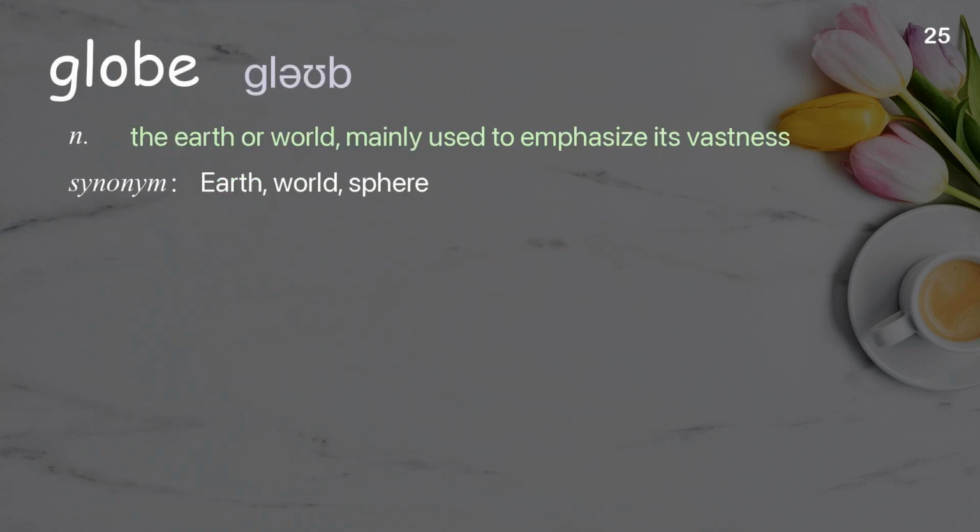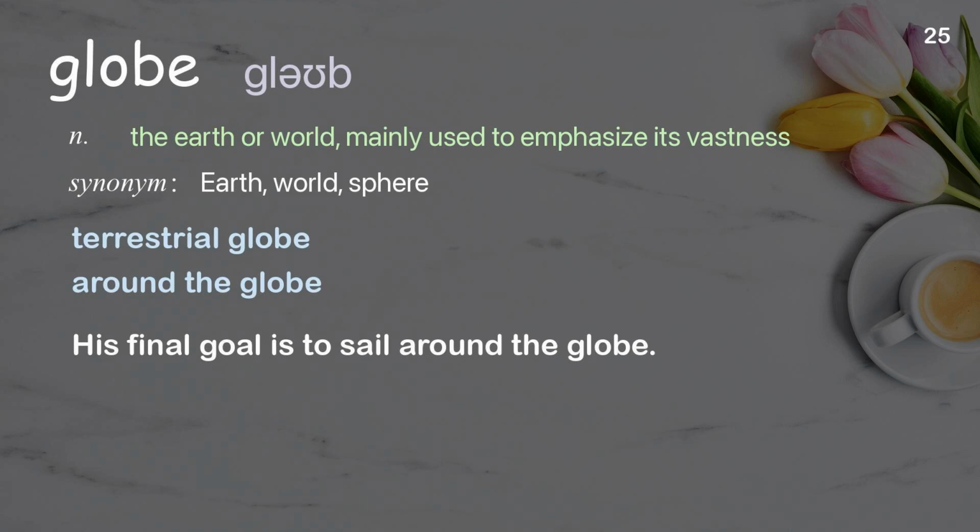Globe. The earth or world, mainly used to emphasize its vastness. Examples: Terrestrial globe. Around the globe. His final goal is to sail around the globe.